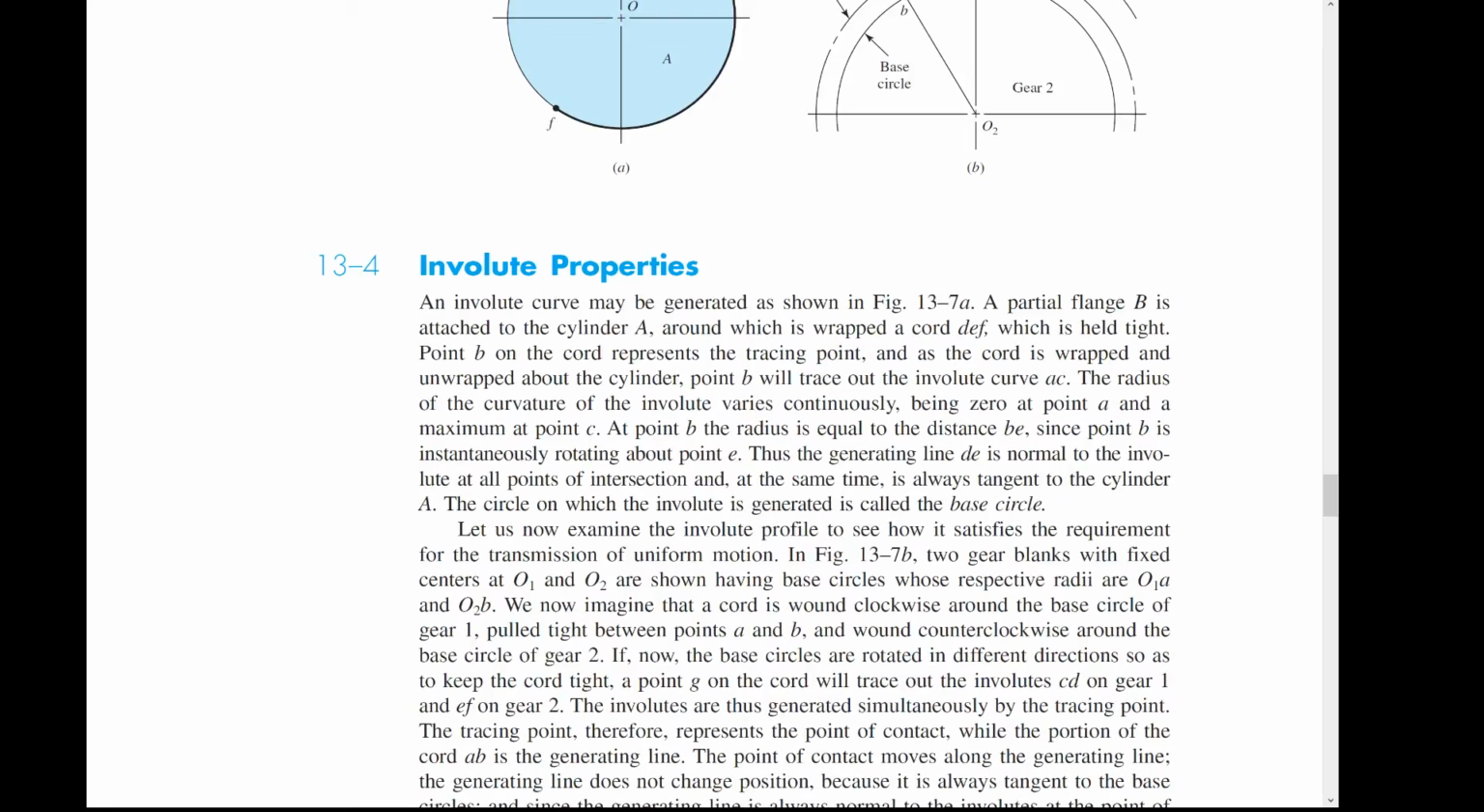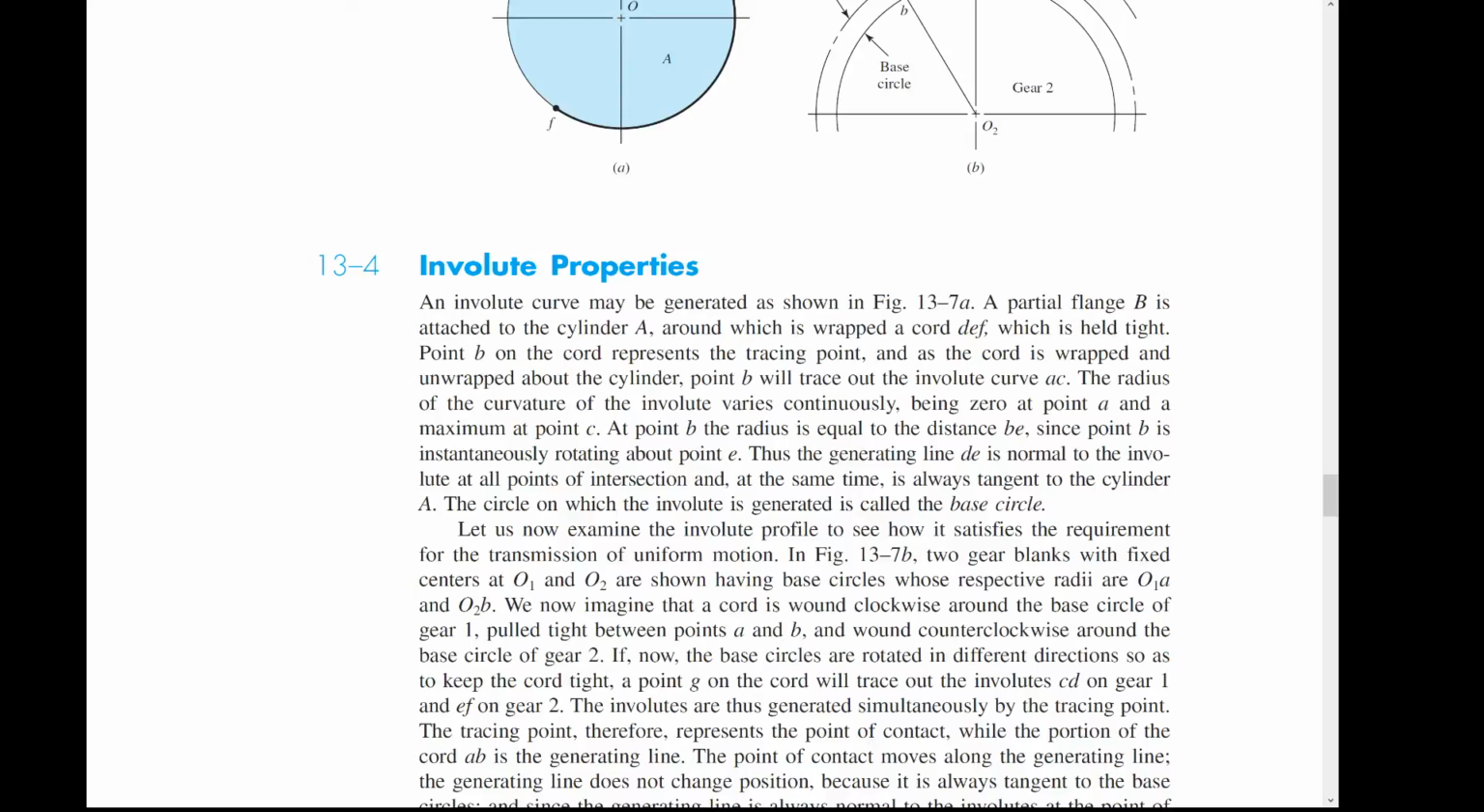The radius of curvature of the involute varies continuously, being 0 at point A and a maximum at point C. At point B, the radius is equal to the distance BE, since point B is instantaneously rotating about point E. Thus, the generating line DE is normal to the involute at all points of intersection and, at the same time, is always tangent to cylinder A. I don't even know what I'm reading right now. The circle on which the involute is generated is called the base circle.